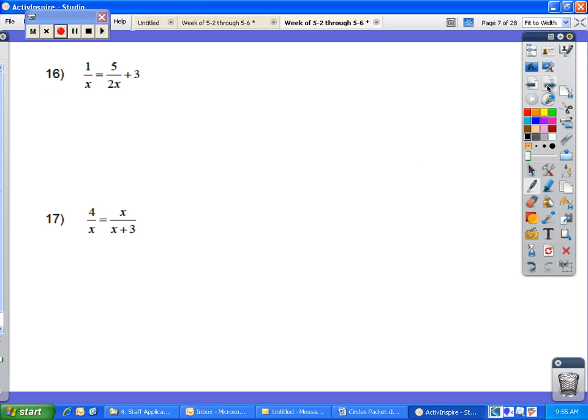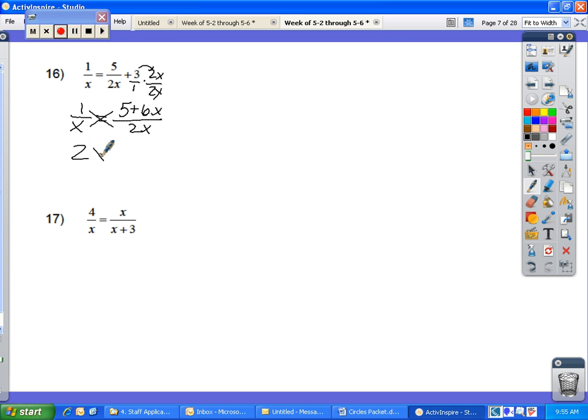Next one. Again, I have to get a single fraction on this side, which means I need to multiply the 3 by 2x over 2x. And therefore, I'm left with 1 over x equals 5 plus 6x, 3 times 2 is 6x, over my common denominator of 2x. Now I can cross multiply.